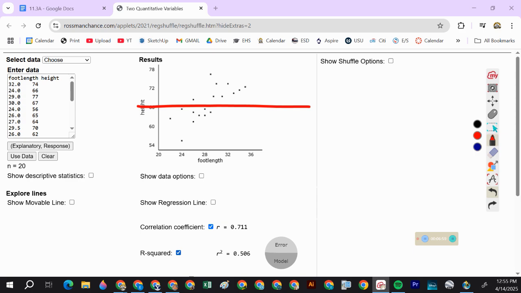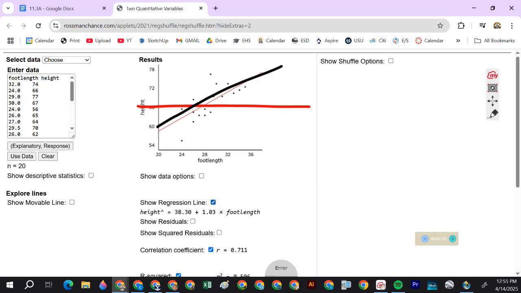Okay? But if I draw the regression line, which would be the center of every column, remember, oh, actually I don't need to do that. Well, let's see how close I am. Oh, so close.